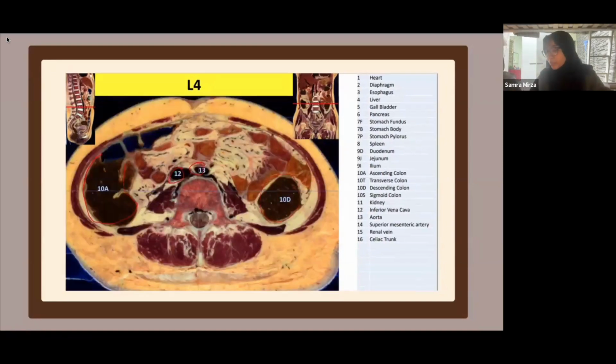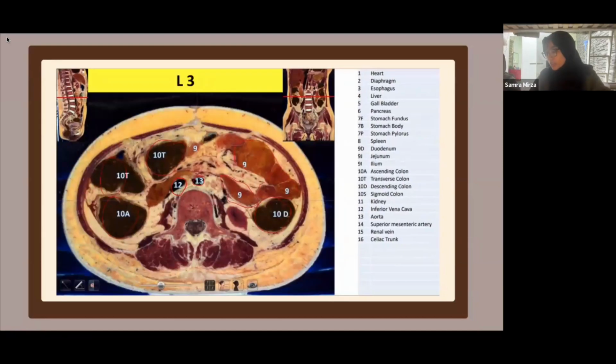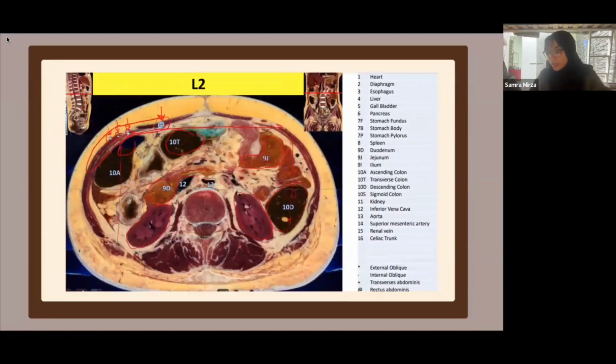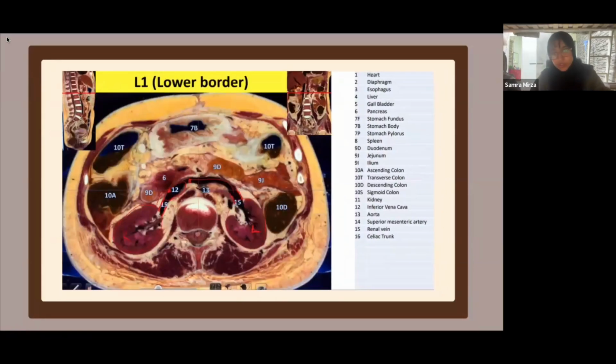So L3, L4, L5 are fairly similar, just the colons and the small intestine. Meanwhile, at L2, the abdominal muscles, and at L1, we had the crossing over of the veins. Is that clear? Would you guys like me to go over anything again?